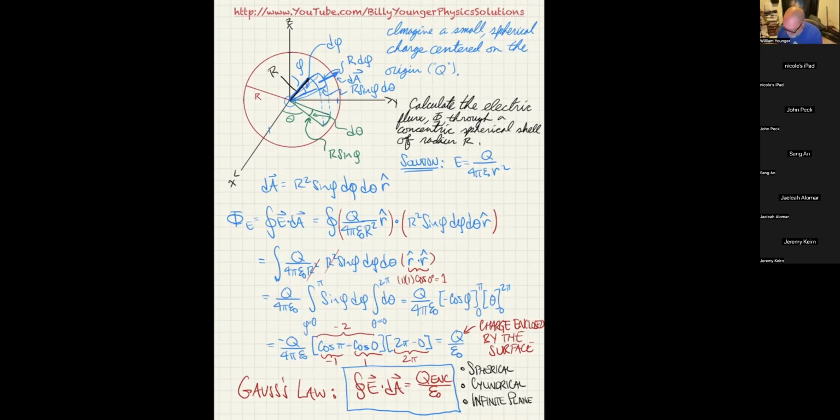Your book talks about a lot of different things you can do with it. I highly recommend you make sure you read this in chapter 22. But let's go ahead and do an example using Gauss's law. So the first thing I'm going to do is use Gauss's law to solve that problem we did the other day. So the other day we did an infinitely long wire.